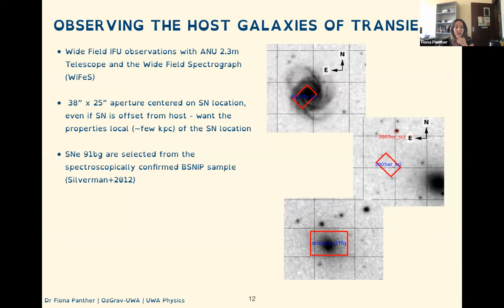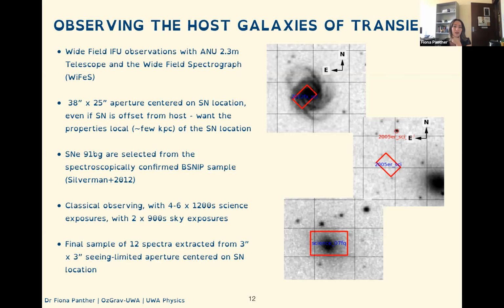So we spectroscopically select those supernovae. They come from the BSNIP sample, which is Jeff Silverman's work from 2012. It's classical observing. This is just for the observing nuts. This was a really good 14 nights of my life. Actually, it was a really interesting campaign.